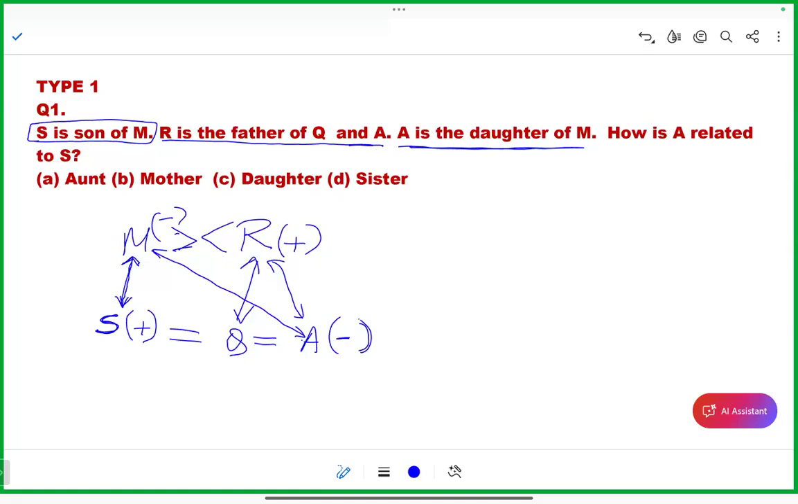Now, how is A related to S? A, how is A related to S? A is the sister. A is the sister, minus, so in here equals to sign. Just give me 1 minute.